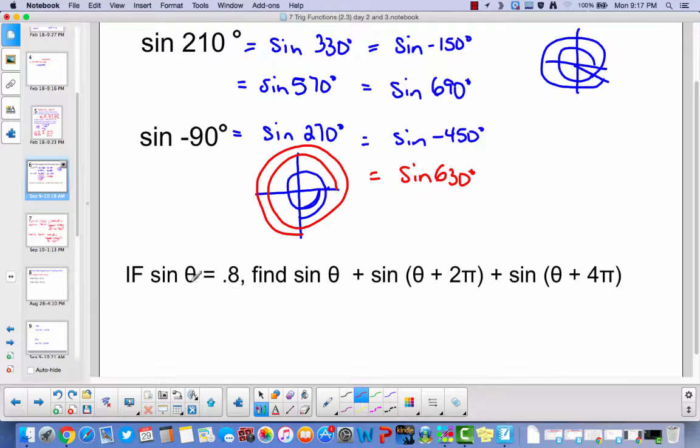Okay, so if the sine of theta is equal to 0.8, well, that's easy. That's 0.8. Well, what's the sine of theta plus 2 pi? So here's my angle. Let's say it's here. The sine of that value is 0.8. Now if I do sine of theta plus 2 pi, there's my 2 pi and my theta, but I'm right back at the same point. So it's also 0.8. Let's think about sine of theta plus 4 pi.